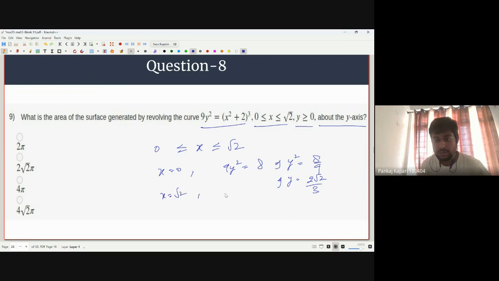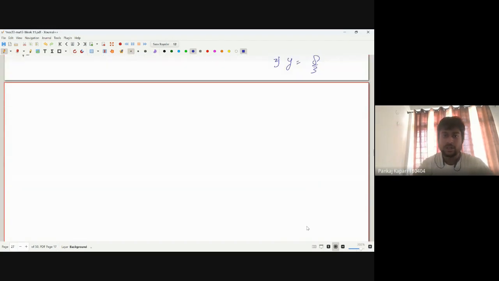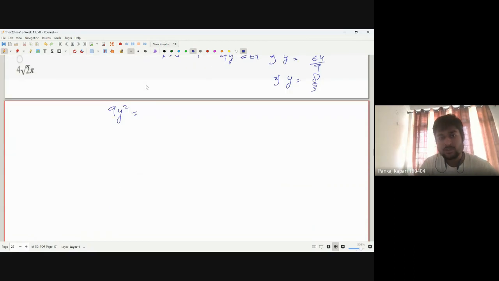When x is root 2, then what is y? So 9y square is equal to, so x is root 2, square is 2, so 2 plus 2 is 4. 4 cube, what is 4 cube? 64, right? So what is y square? It is 64 divided by 9, and this gives y to be the square root of this, which is 8 by 3. Okay, so these 2 points lie on our curve. So the curve is given by equation 9y square is equal to x square plus 2 whole cube.